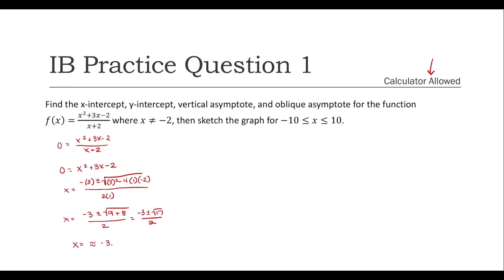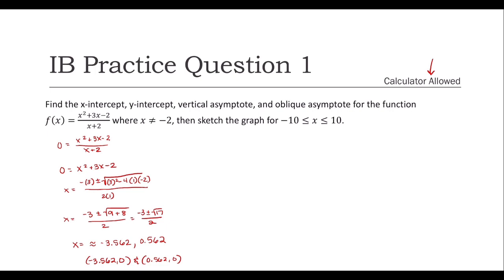negative 3.562 and positive 0.562. So as coordinates, those would be (negative 3.562, 0) and (0.562, 0). Now we can find our y-intercept.